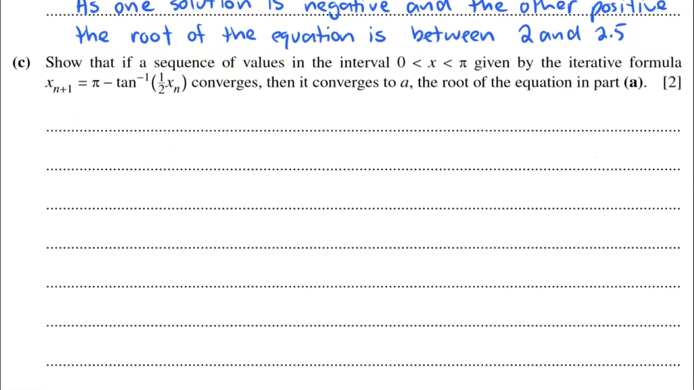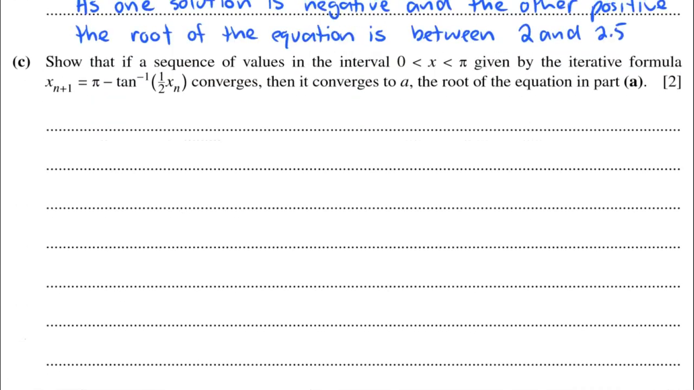All right, so for part C, we have to show that if a sequence of values in the interval 0 to pi given by an iterative formula, x n plus 1 is pi minus inverse tan of a half of x n, converges, then it converges to the root of the equation in part A. Well, this is the equation from part A, which we were trying to iterate to the root. If we were to iterate this to the root, we would rearrange this so that A is equal to, and the negative half, take it over and get negative 2 times tan of A. And then we try and use an iterative formula to converge that.